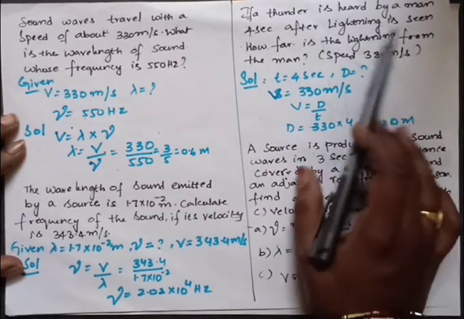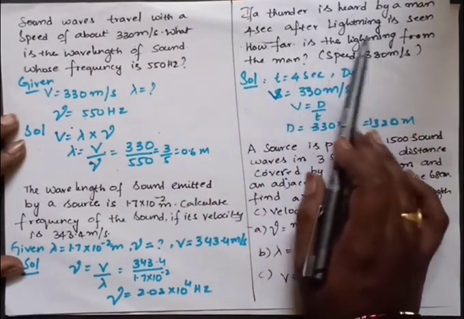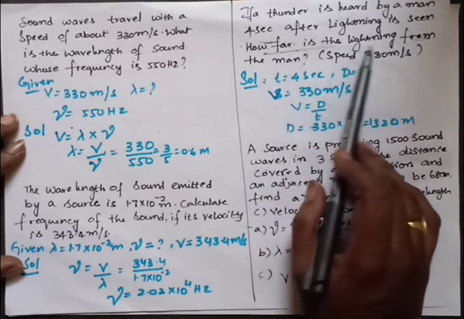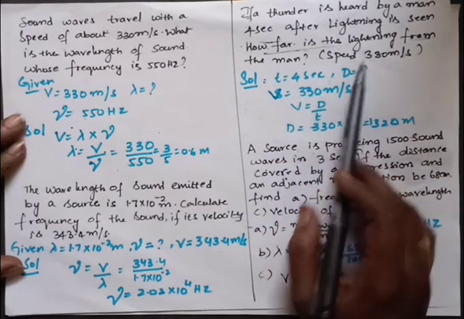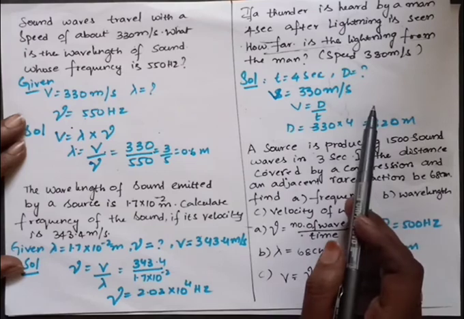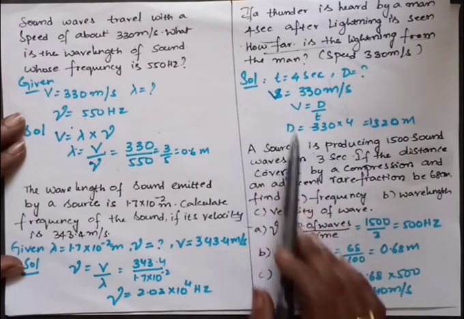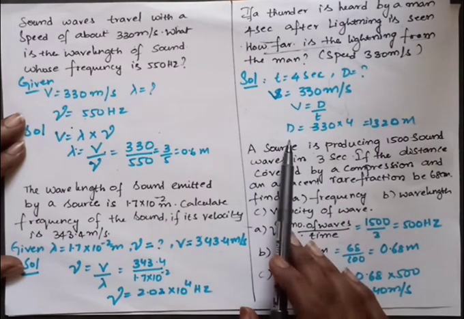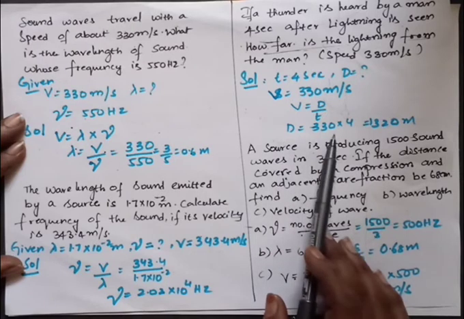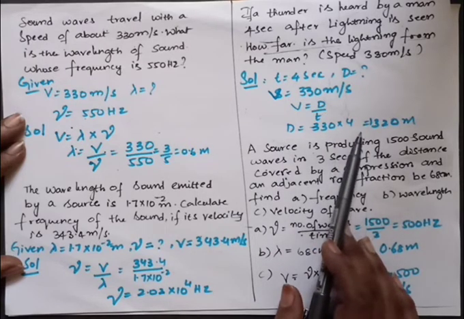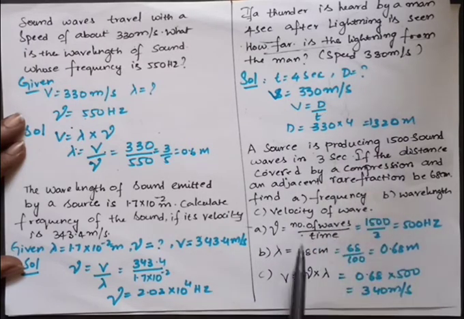If thunder is heard by a man 4 seconds after lightning is seen, how far is the lightning from the man? So here distance is asked. Velocity is given, time is given. So velocity = distance/time. So distance = velocity × time, which is equal to 1320 meters.